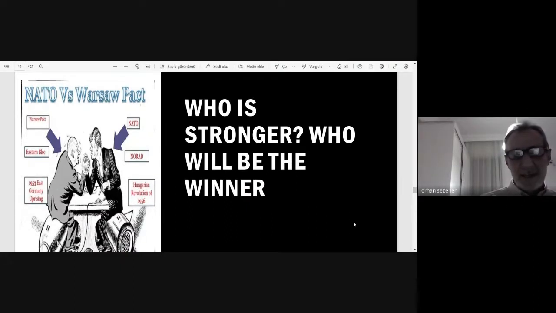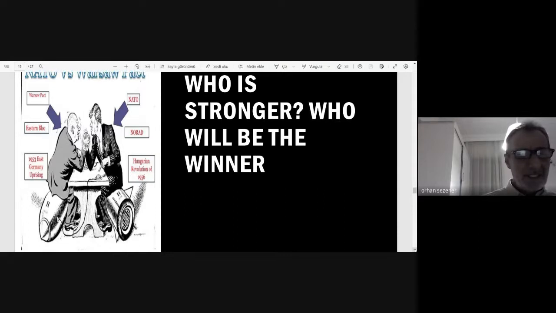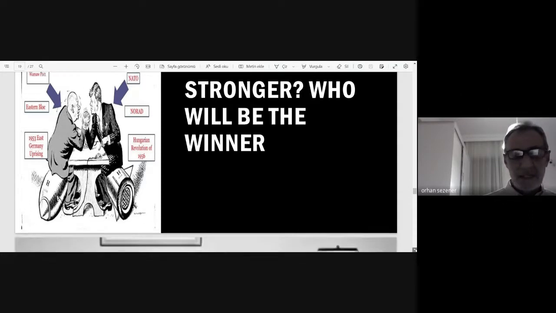This is a nice cartoon. See who is stronger, who will be the winner. American President John F. Kennedy and Nikita Khrushchev, the communist leader, they are having the wrist wrestling and they are seated on top of the nuclear head missiles on either side of the desk or the table.